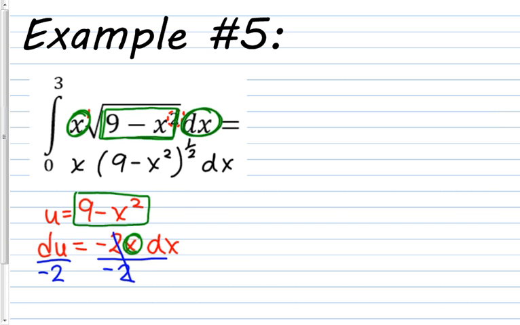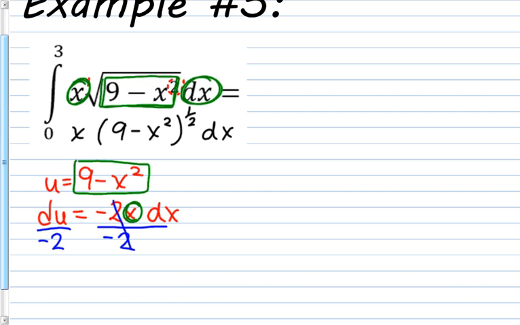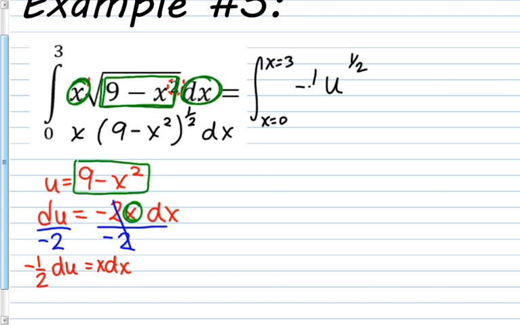So now, when I replace, it's going to actually be negative 1/2 du, together with x dx. Okay, so this is now x equals 0, x equals 3, and I'm going to go ahead and write this square root as a 1/2 power. So u to the 1/2 power. And then I have to remember, oh yeah, the negative 1/2, and then my du.